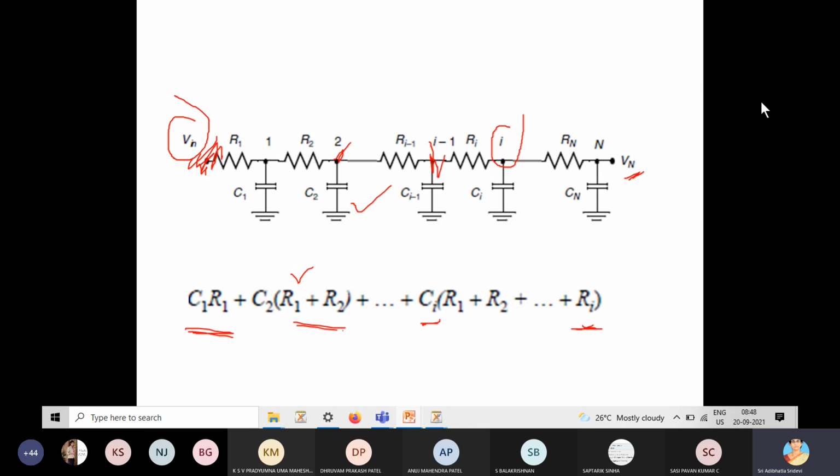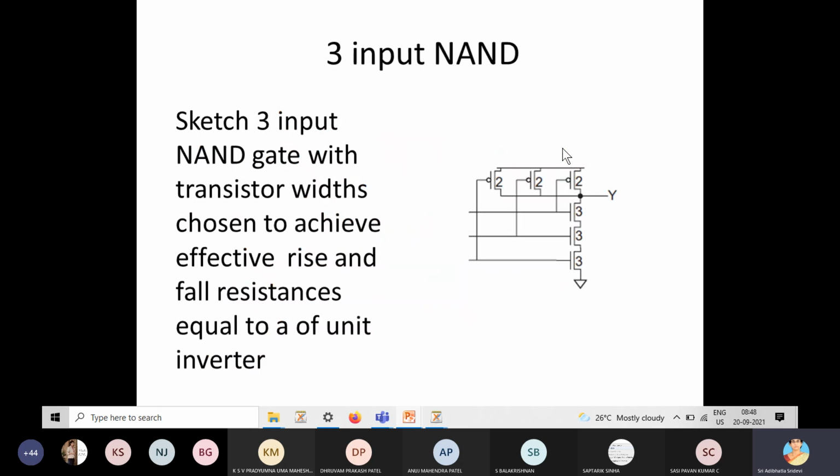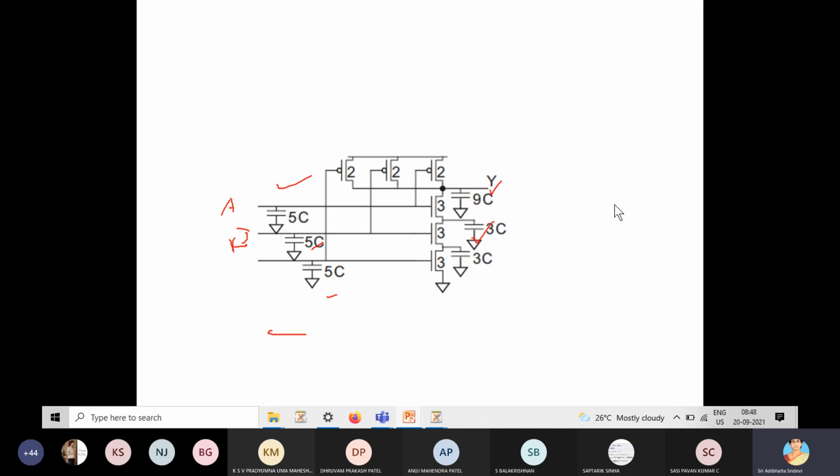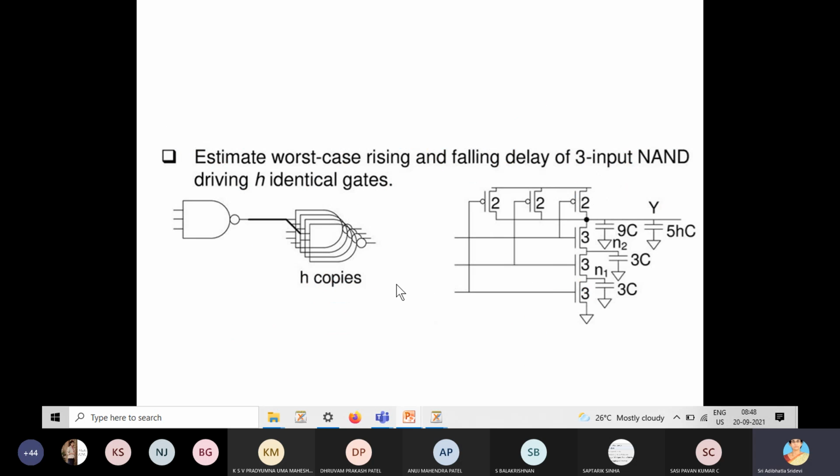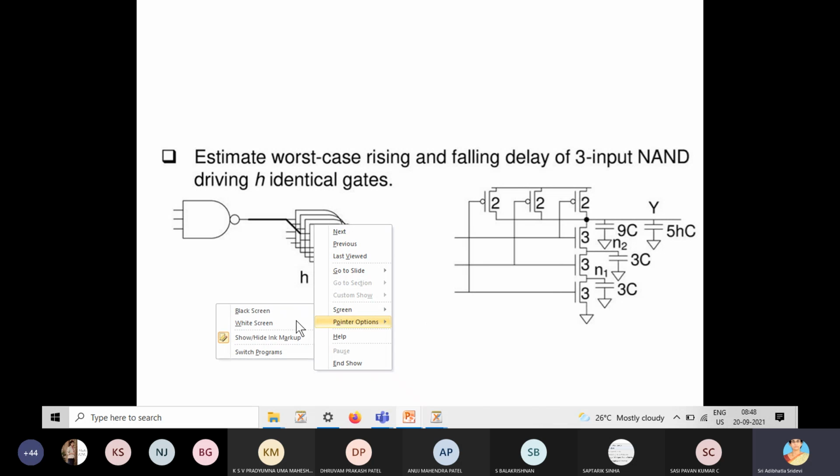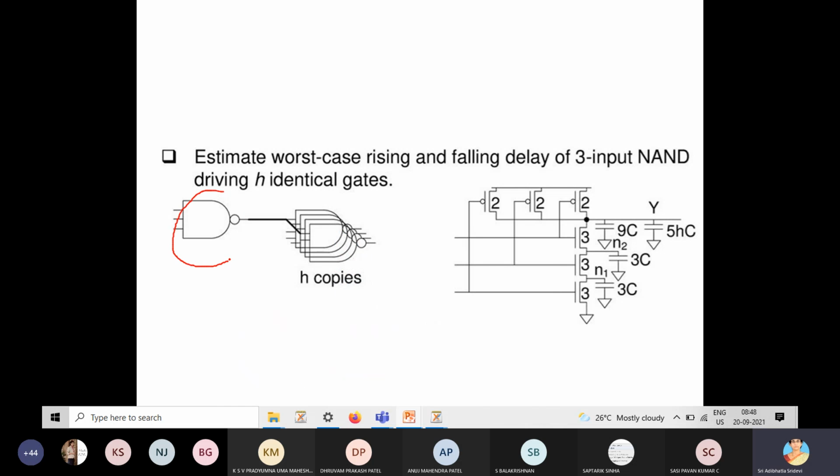For example, now, so far what we have done, please understand clearly. So far we have done only the NAND gate. We didn't connect any load to the NAND gate. We just found out the delays for a simple 3-input NAND gate. And if you connect H copies of the same 3-input NAND gate at the output of a single 3-input NAND gate, what will be the delay? Already we know 2, 2, 2, 3, 3, 3. We know here 9C, we have 3C, we have 3C.